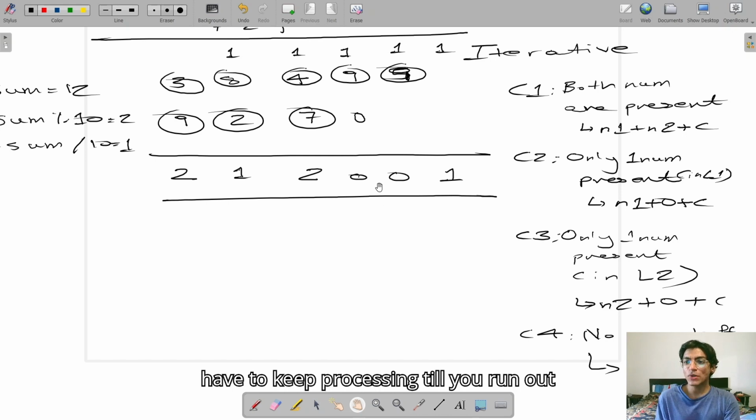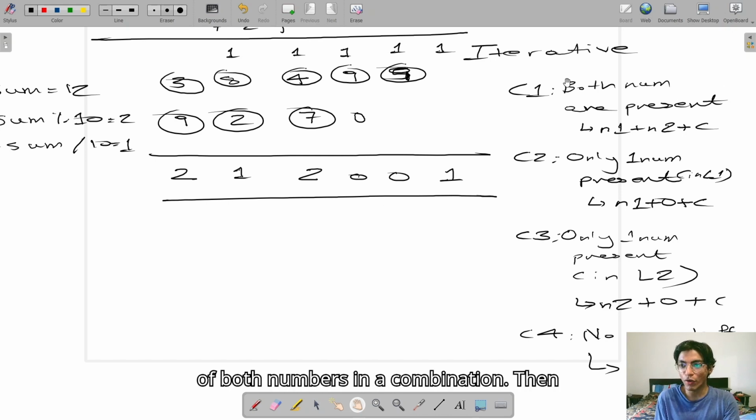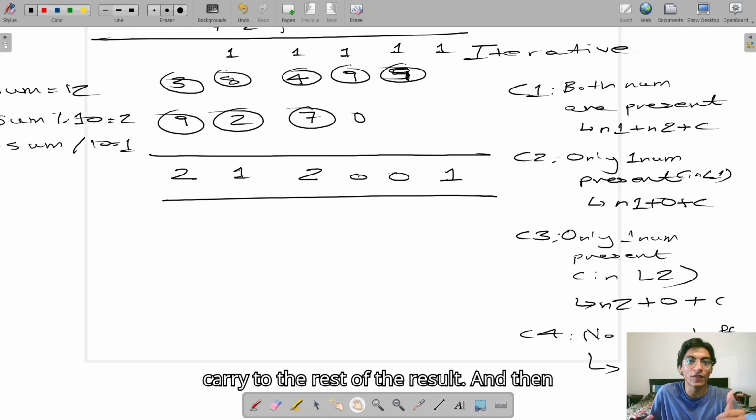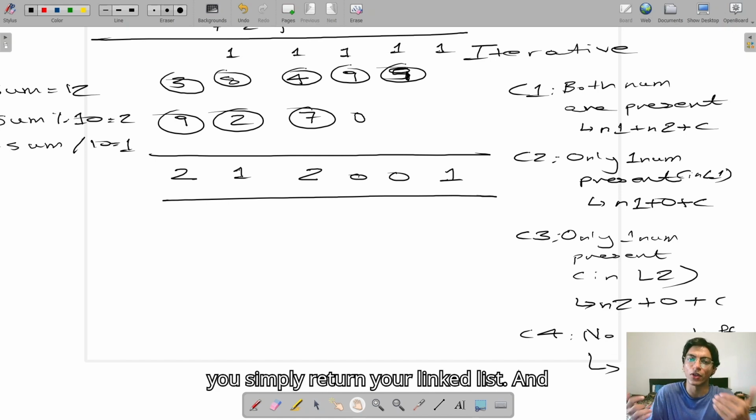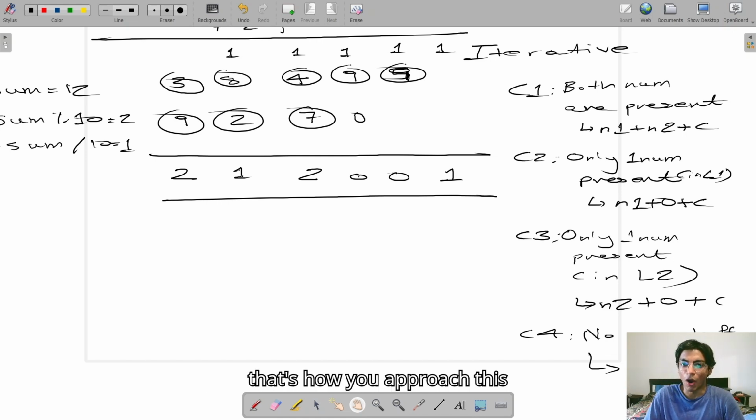You have to keep processing till you run out of both numbers in a combination. Then you keep processing till only one number is left in either of the lists. Then you keep processing till you have added the carry to the rest of the result. And then you simply return your linked list. And that's how you approach this particular problem.